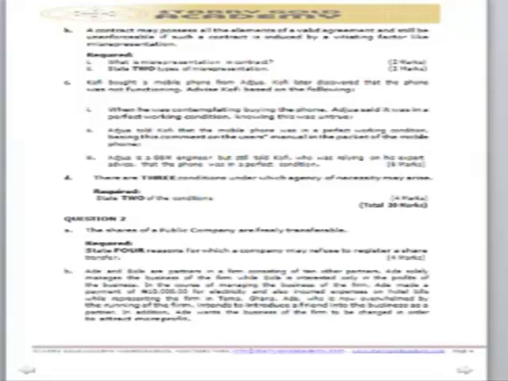So when the question is state, that means that what you need to do is just to mention and nothing more. Just mention the types of misrepresentation, whether innocent misrepresentation, fraudulent misrepresentation, or negligent misrepresentation.